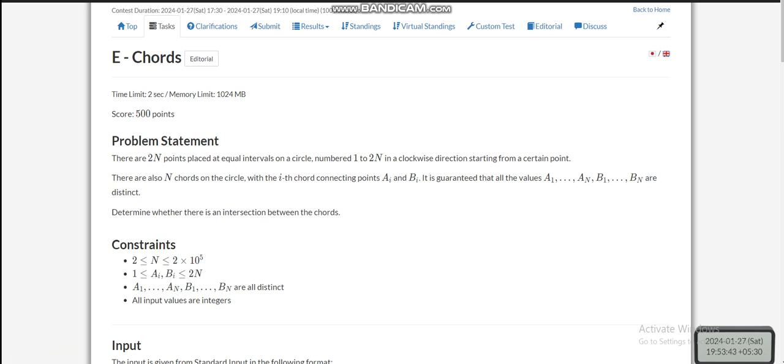Hello everyone. Today we are going to solve the fifth problem of AtCoder Beginner Contest 338, which is Chords. The problem statement is quite straightforward.